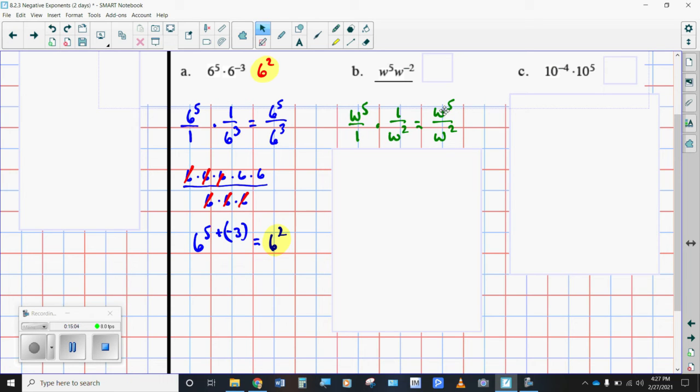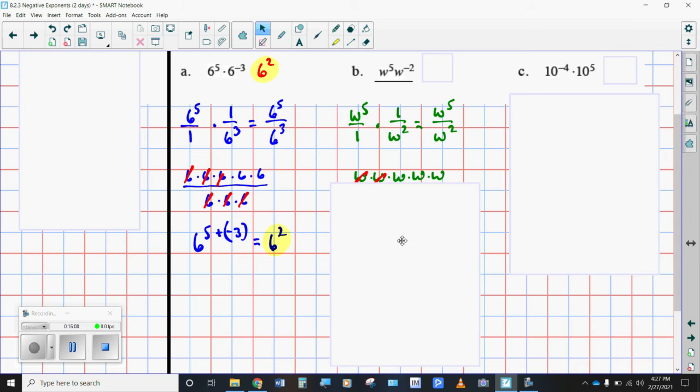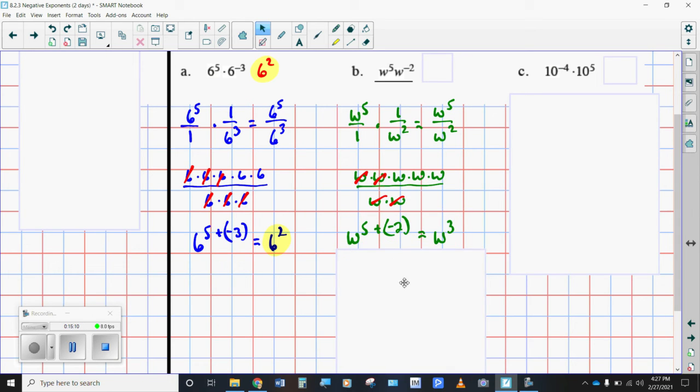So now that you've got y to the fifth on the top and y squared on the bottom, you can expand those out and cancel out the common factors, and that ends up giving you, I say y, I meant w. W to the fifth over w to the second becomes w to the third. Why? Because w to the fifth times w to the negative second is w to the 5 plus negative 2 power, and 5 plus a negative 2 is equal to 3.